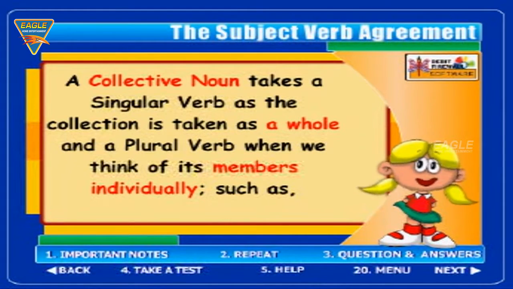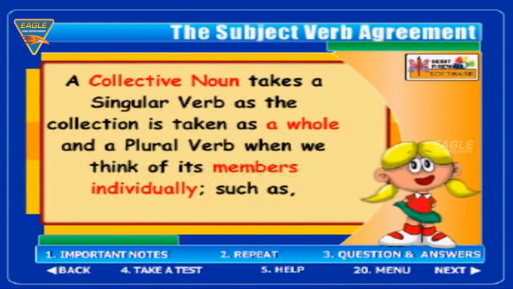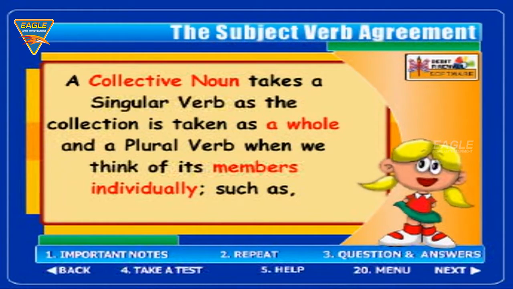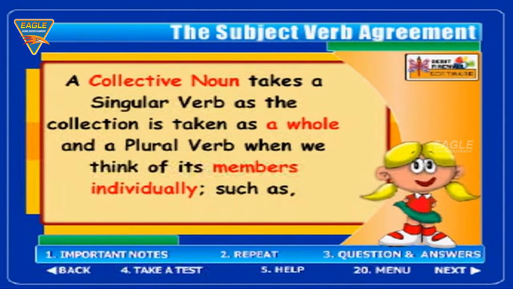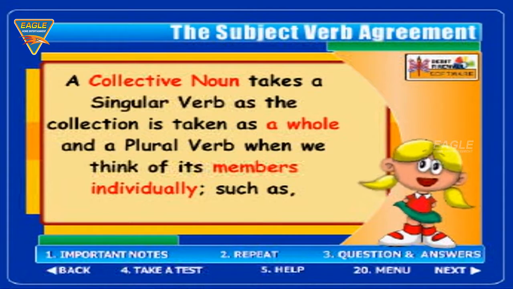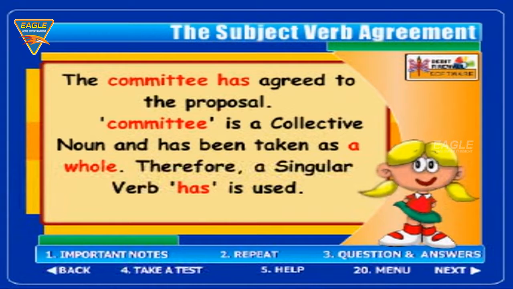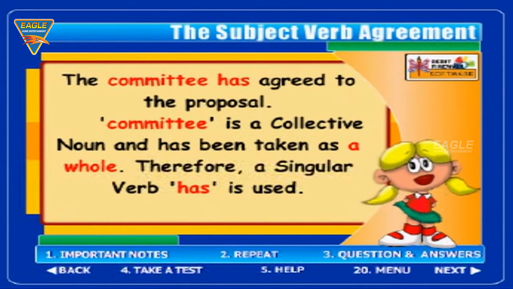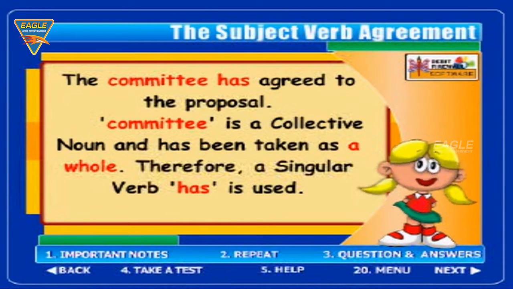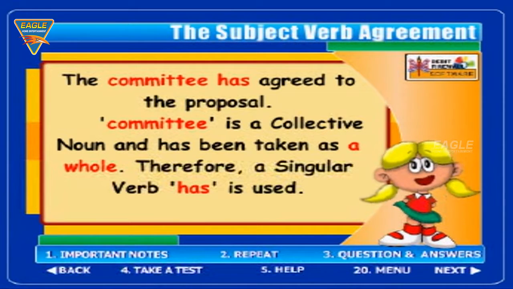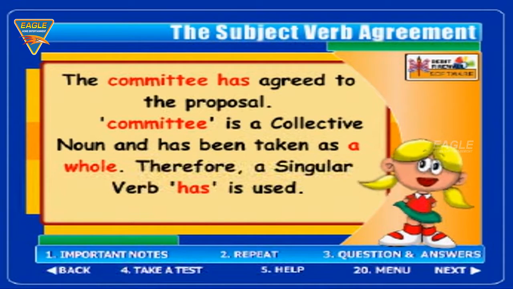A collective noun takes a singular verb, as the collection is taken as a whole, and a plural verb when we think of its members individually, such as: the committee has agreed to the proposal. Committee is a collective noun and has been taken as a whole. Therefore, a singular verb has is used.